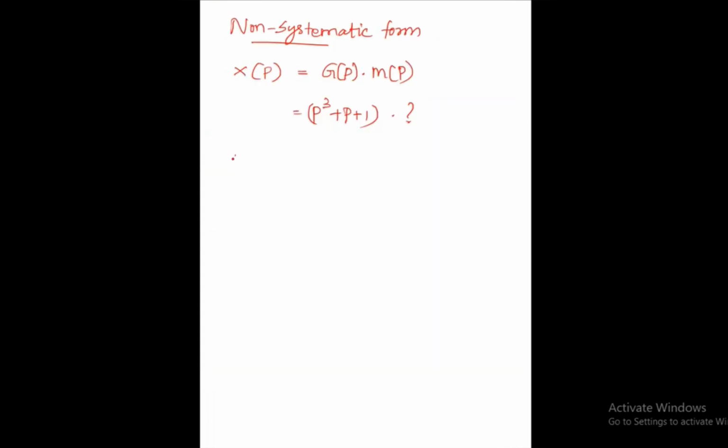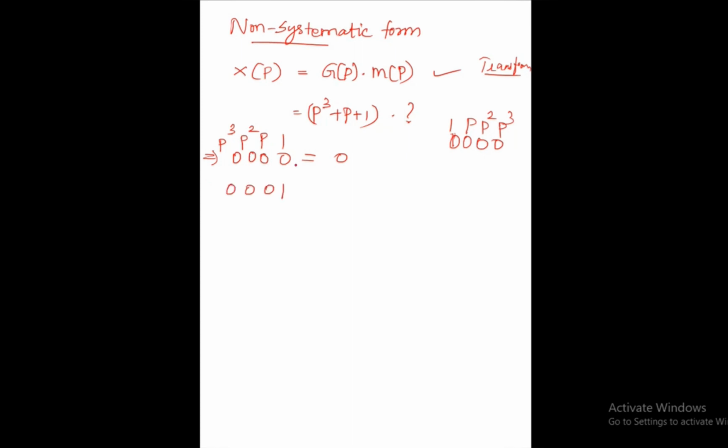First, the polynomial is written as p cube, p square, p and 1. This formula we have used in convolution code also. In convolution code, we used the transform domain approach, so there also we used the same formula. The difference between cyclic code and convolution code representation is this: in convolution code you consider the message sequence in the order 1, p, p square, p cube, but in cyclic code it is in reverse order, p cube, p square, p and 1.